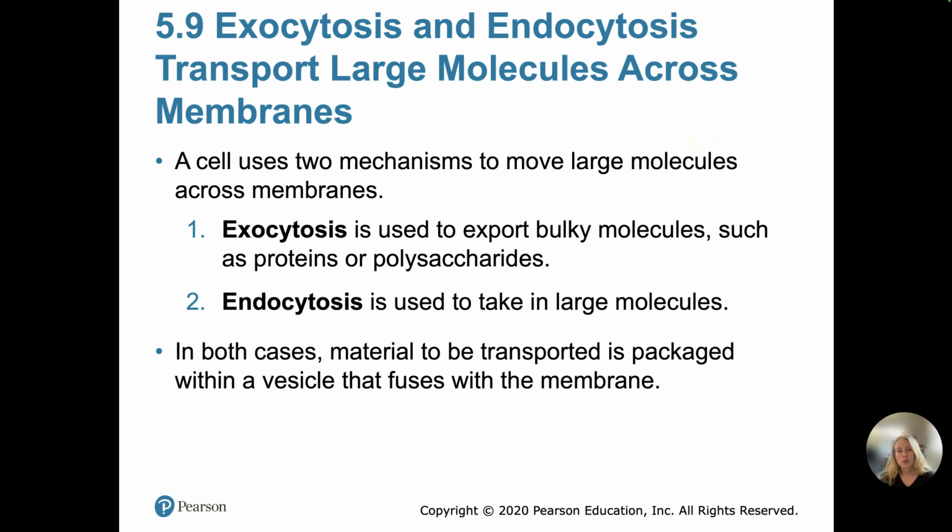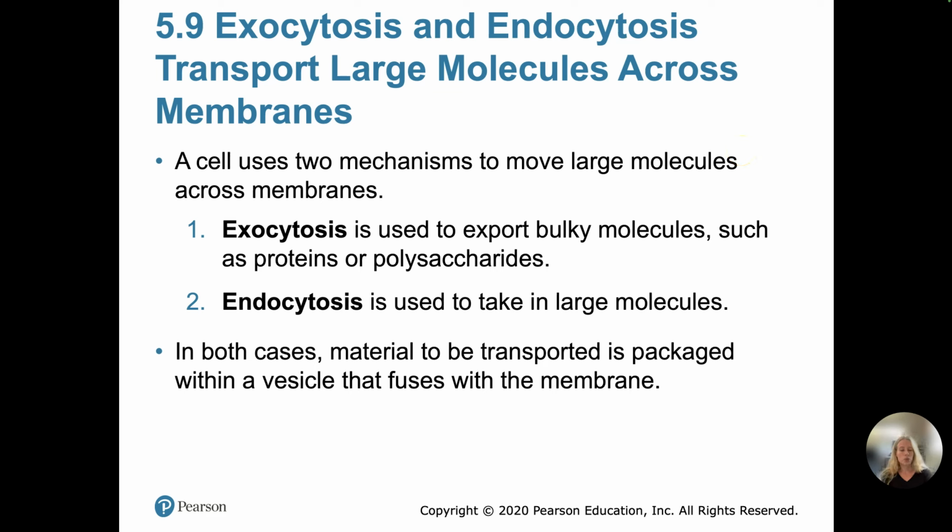Two other types of cell transport are exocytosis and endocytosis. All the transport we've talked about till this point is for relatively small molecules. Exocytosis and endocytosis are for large molecules, such as like the insulin protein that we talked about being produced in the biomolecules lecture, or a really large polysaccharide. All of those would have to be transported by exocytosis or endocytosis.